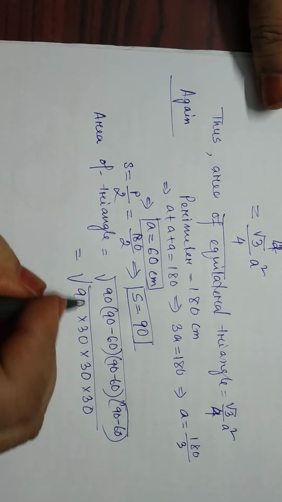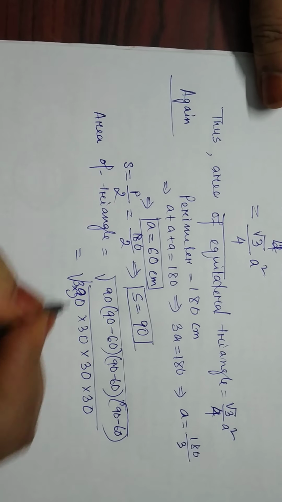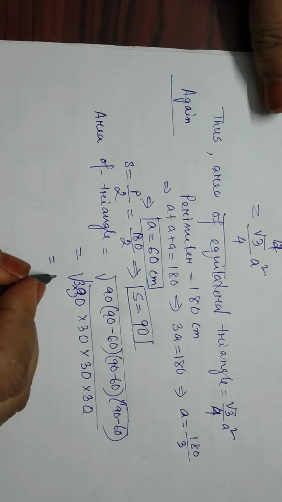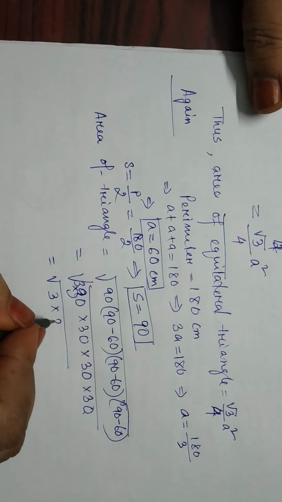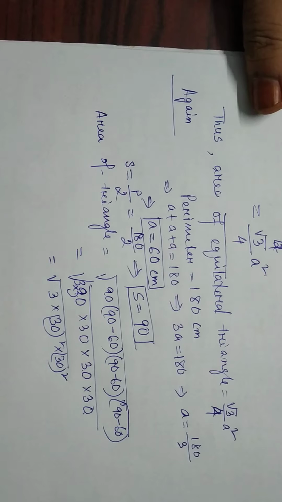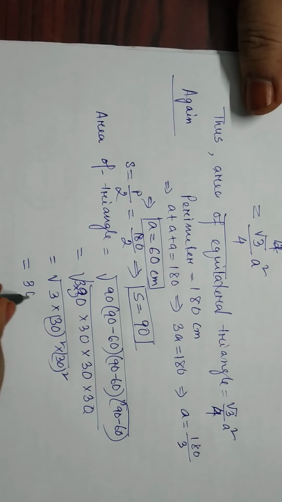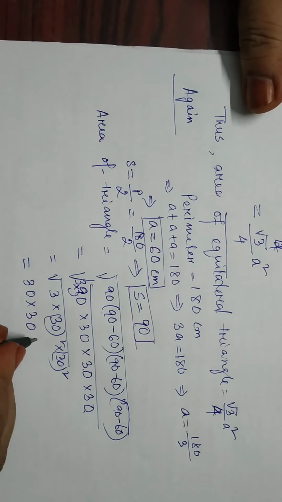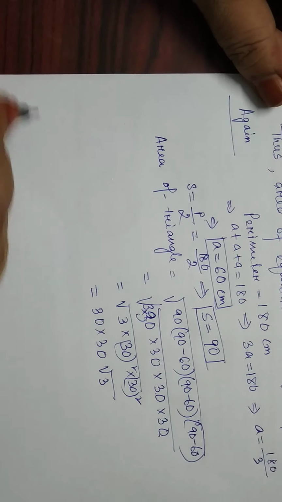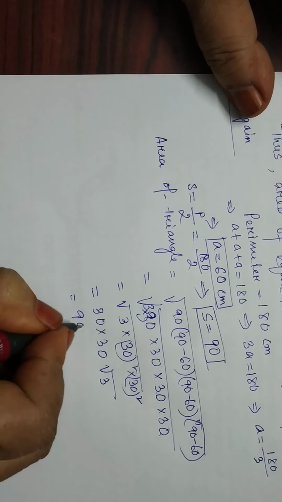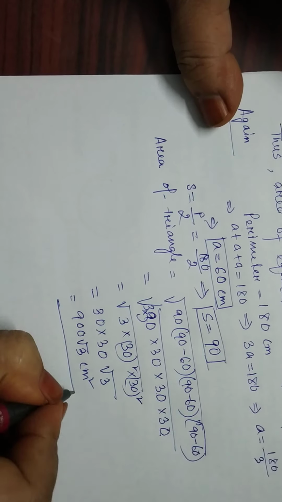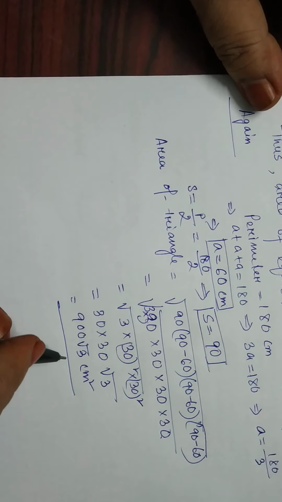That means this one 90 we can also write 3 into 30. Then this 30 will be pair. That means 3 into 30 square into 30 square. That means this one 30 into 30 root over 3. Therefore, area of the triangle will be 900 root 3 centimeter square. This one we can find like this.